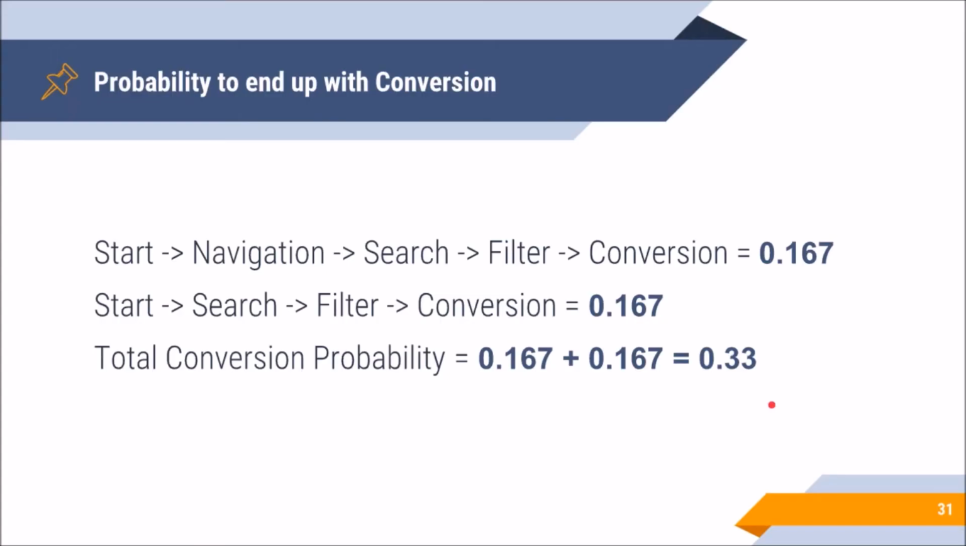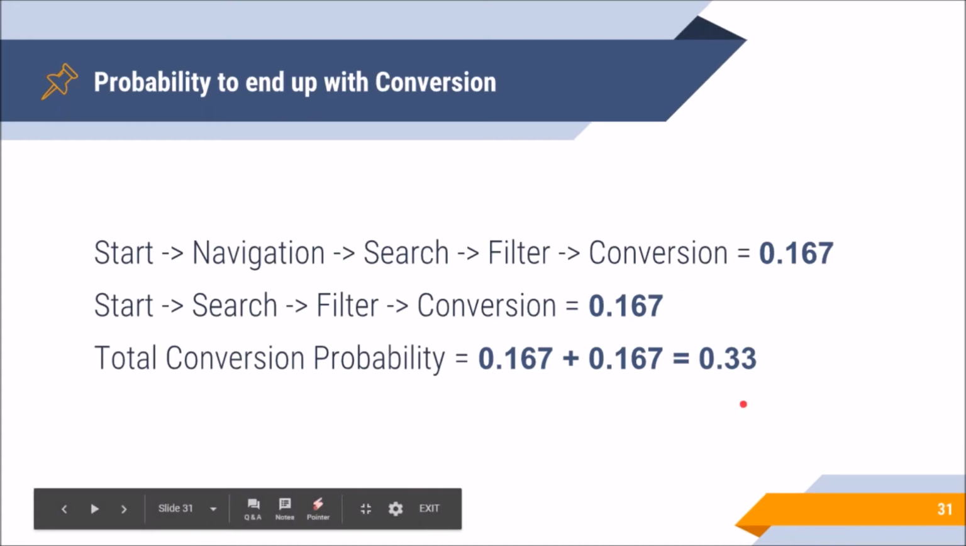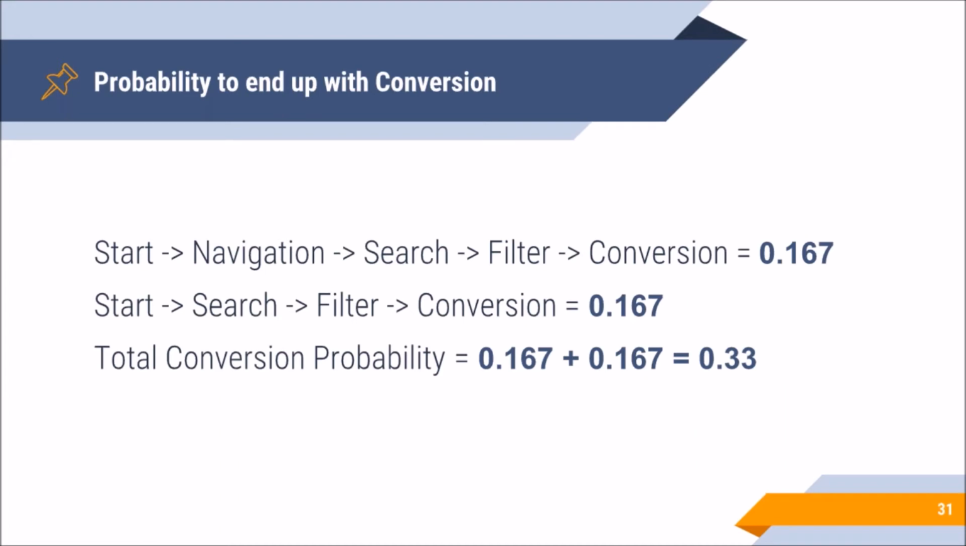So let's calculate the total probability of the conversion. As you can see, the probability for path 1 is 0.167. Now how did we arrive at this number? It's a simple calculation. What we did is we multiplied all the rate parameters of the transitions of this path, which brings us to the number 0.167. We did similar for path 2, and we got the same number, 0.167. Now if we sum up these numbers, we get the total conversion probability of 0.33, which means that using this feature there is a 33% chance that a user will be converted.